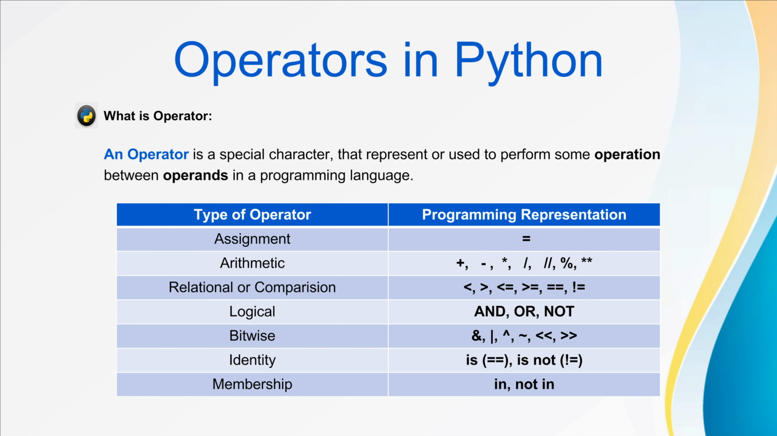And the next set of operators supported by Python are bitwise operators. Bitwise operations can be performed on binary values of a number. The special characters used for bitwise operators are ampersand for binary AND, pipe for binary OR, caret for binary XOR, tilde for binary ones complement, double less than for binary left shift, and double greater than for binary right shift on binary values.